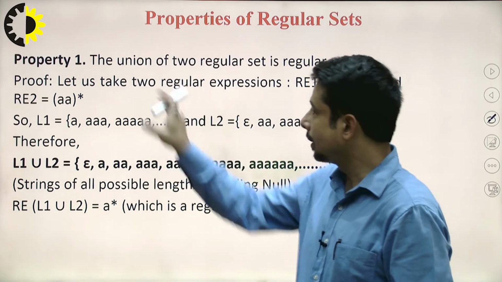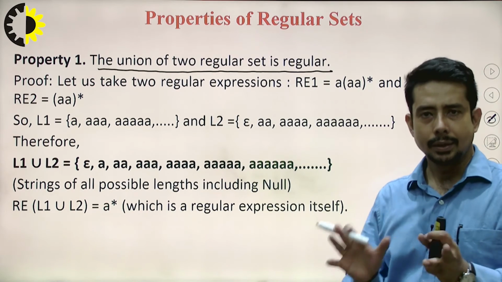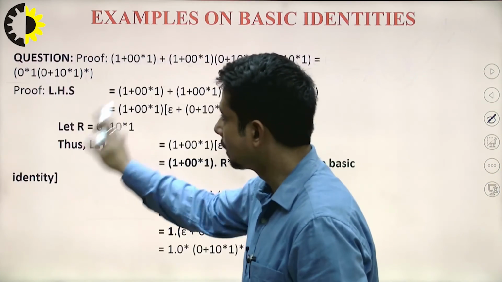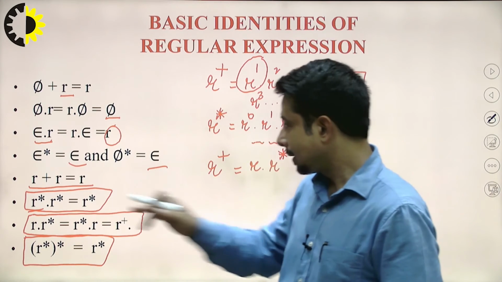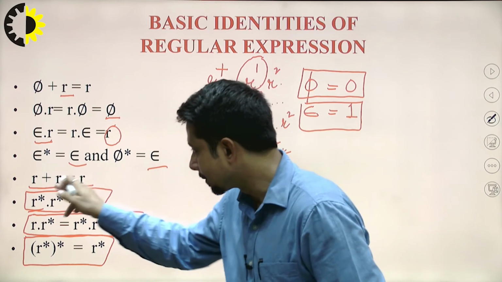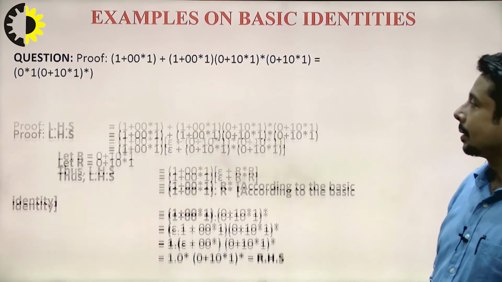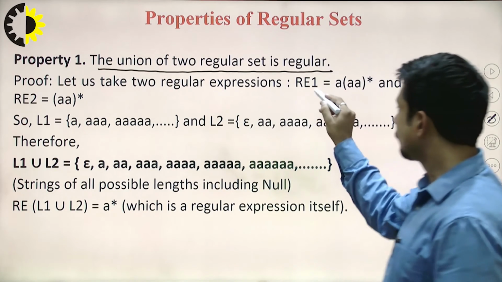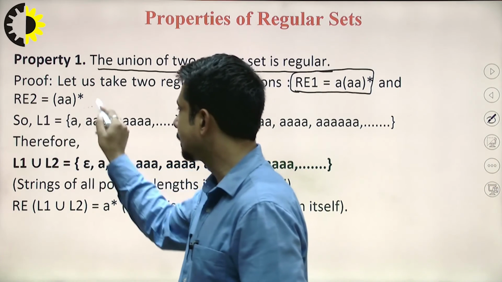The first property is the union of two regular sets is always a regular set. This concept we have already seen. If you go back to the basic identities, I have already mentioned that the union of two regular expressions gives a regular expression. This has already been discussed, but the proof is like this. I have taken one regular expression in this fashion, and one more regular expression in this one.